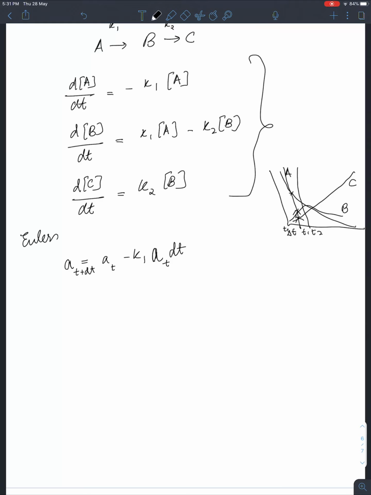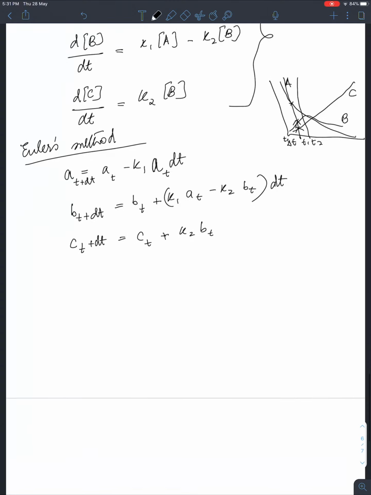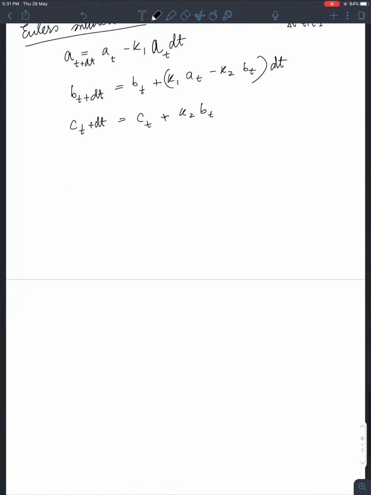And we know how to do dv dt. So we will write b is equal to, what is b equal to? B is equal to b plus k1a minus k2b, the whole into dt. So this is f of b into dt, and c is equal to similarly c at t plus k2b into dt, right? So that is quite simple.